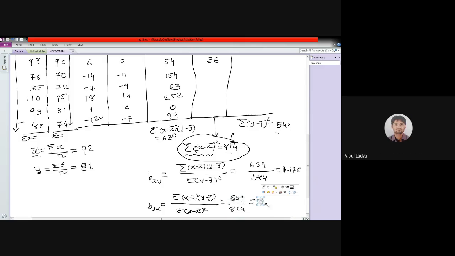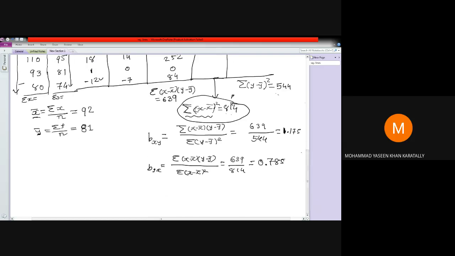0.785. Excellent. Good. Observe, if one of the regression coefficients is greater than 1, then surely the other is less than 1. Both these regression coefficients have the same sign. Now, having both the regression coefficients, we may go for the regression line, which is very, very easy now.